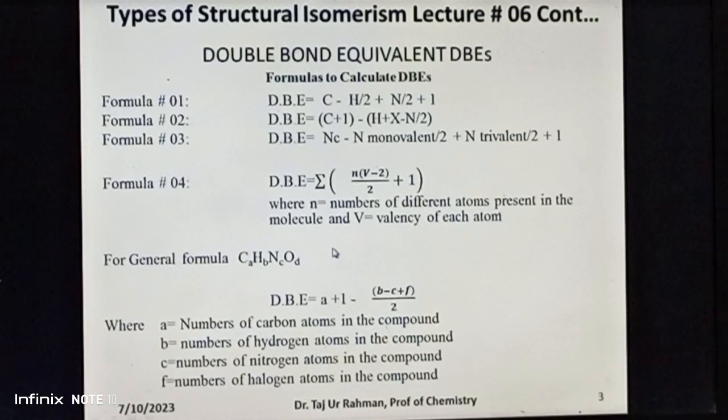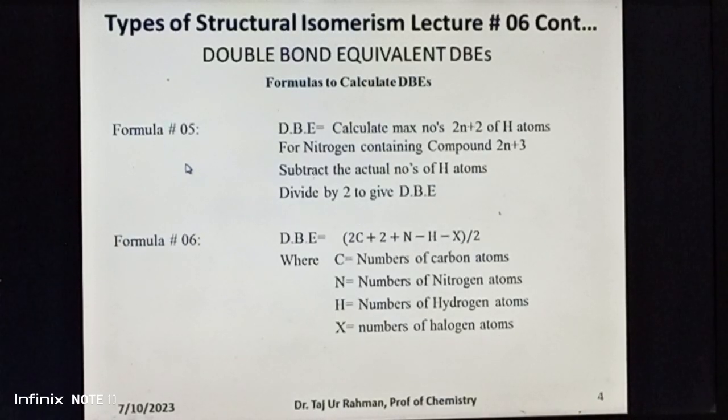For a compound containing carbon, hydrogen, nitrogen, and oxygen atoms with general formula CaHbNcXd, the DBE value can be calculated by using this formula, that is double bond equivalent is equal to (A plus 1 minus (B minus C plus D)) divided by 2, where A is the number of carbon, B is the number of hydrogen, and C is the number of nitrogen, while D is the number of halogen atoms in the compound.